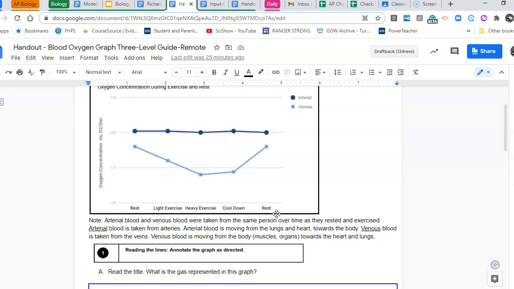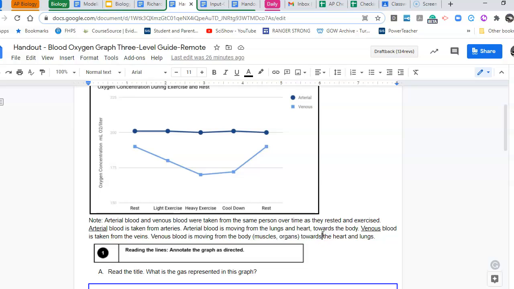The venous blood is what's coming back to the heart after it's been used by cells in the body. When we talk about venous blood moving back to the heart, it's blood where materials have been used by the body, and there's probably waste material in there too. So thinking about what you know about your circulatory system gives you some ideas about what might be going on. This line is your arterial blood, and this line is the venous blood. You're looking at exercise and oxygen concentration.